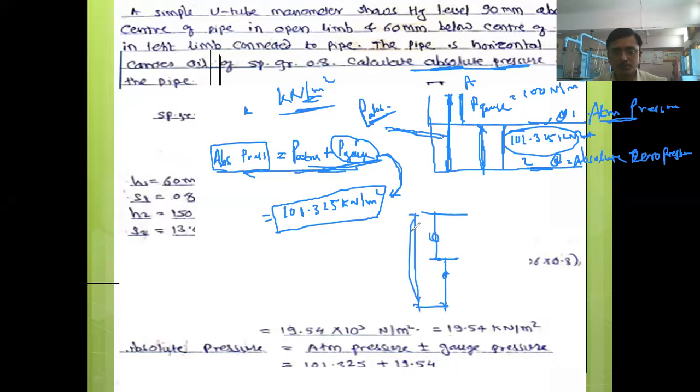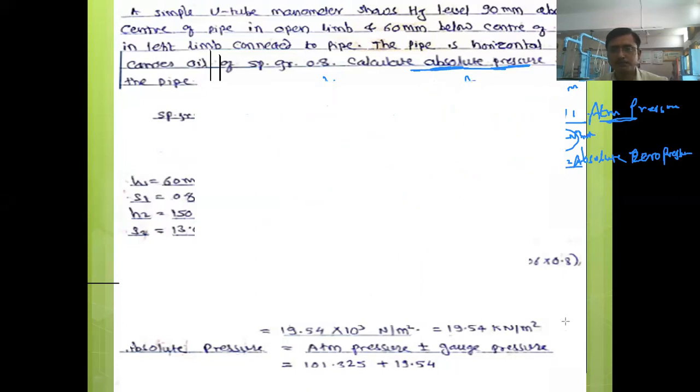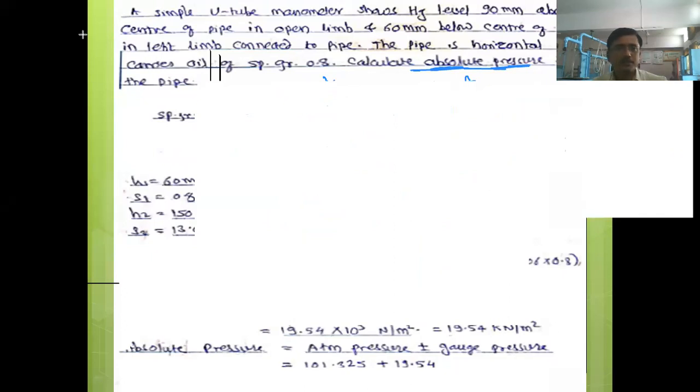In this problem, first of all, you have to draw the diagram. And after drawing the diagram, you have to find out the pressure present in the pipe, and whatever pressure you get is nothing but the gauge pressure, right?